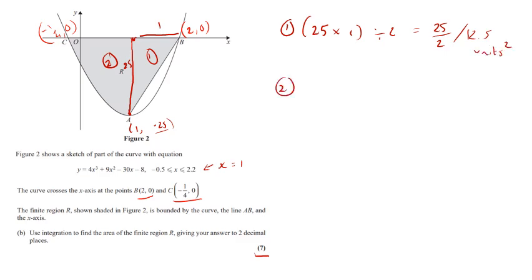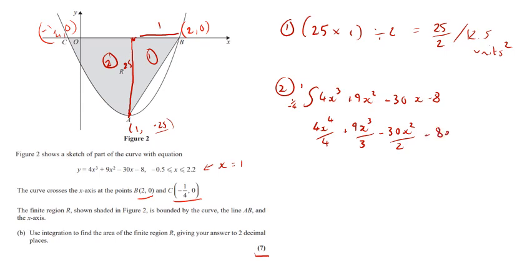For shape 2, we are going to integrate now because we've got a curved bit. We are going to integrate 4x cubed plus 9x squared minus 30x minus 8 between our limits. So my limits are 1 and minus 1/4. So first of all, when I integrate, I add 1 to the power, so 4x to the 4 over 4 plus 9x cubed over 3 minus 30x squared over 2 minus 8x over 1.